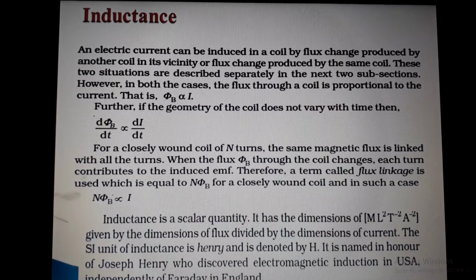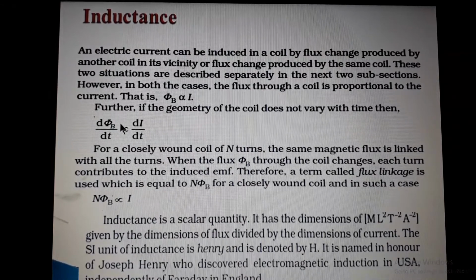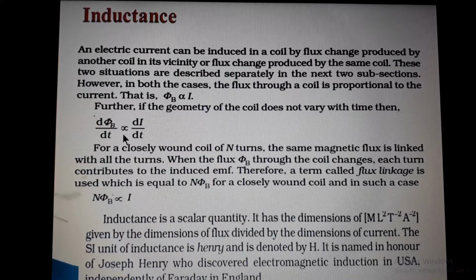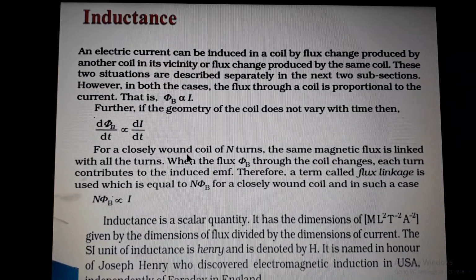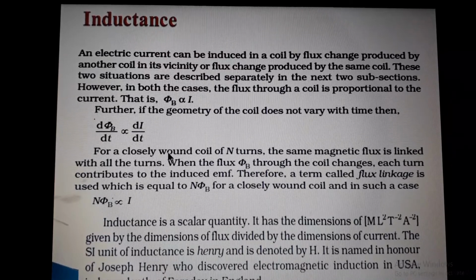That means in inductance, the flux phi B is proportional to current I. And d phi by dt, the change of flux with respect to time, is proportional to the rate of change of current with time. If there are n turns in the coil, then n phi B is proportional to I.